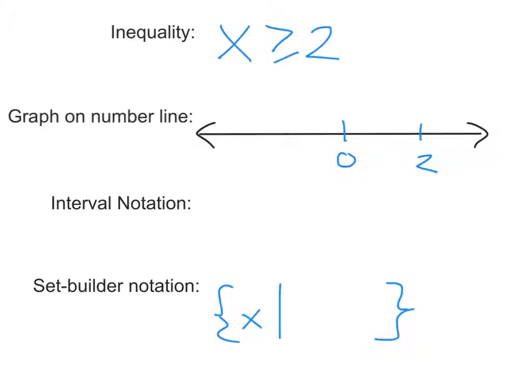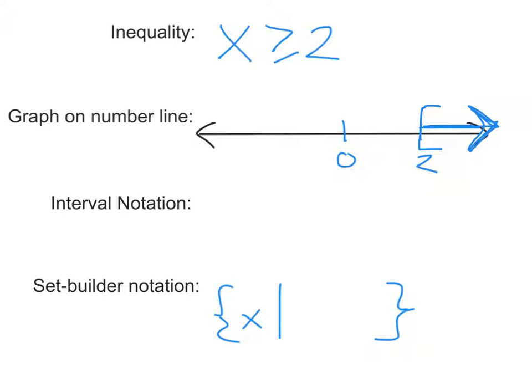On the number line, since it's greater than or equal to, we're going to start with brackets on the 2. If it was just greater than, we would do parentheses there, and we'll see an example of that in a sec. So we put brackets on the 2, and it's opening to the right because all the numbers greater than 2 are going to be over here. That's what the graph on a number line looks like. It shows visually all the numbers at 2 and bigger, and the brackets tell us that we're including 2, because it's greater than or equal to.